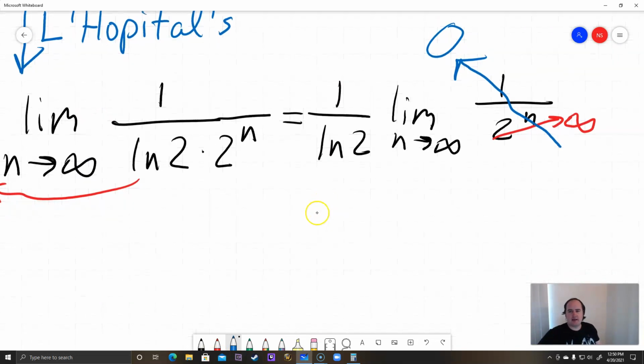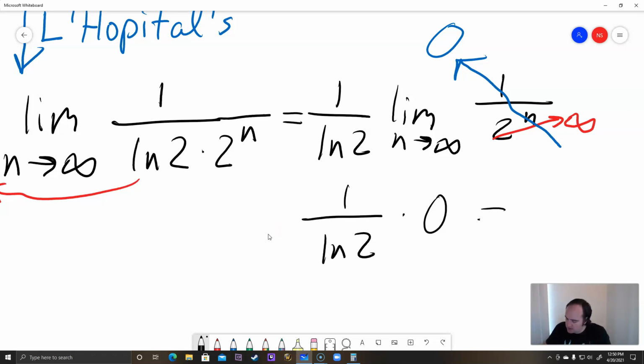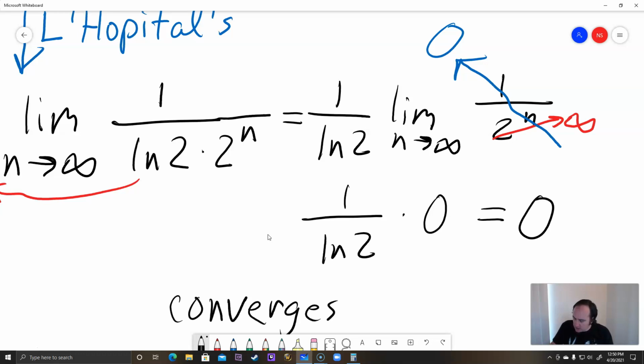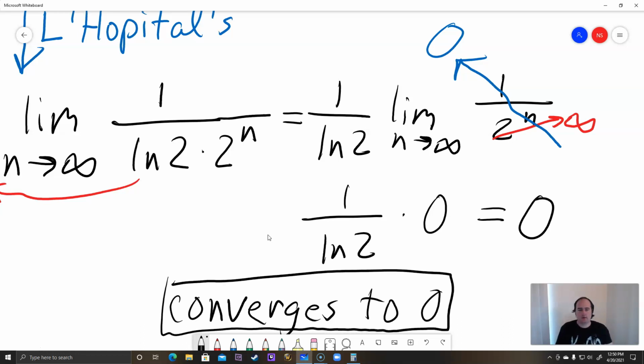Okay, so we have 1 over ln of 2 times 0, which is 0. And because 0 is a finite number, we say the sequence converges. The sequence converges to 0. Okay, pretty cool, huh?